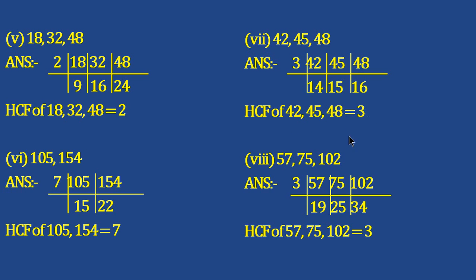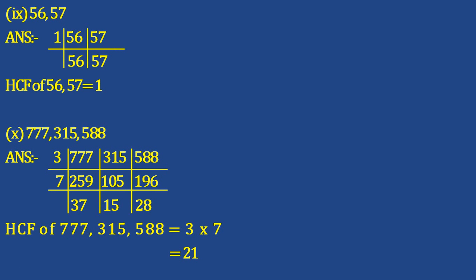Next sum, 57, 75, 102. Now here again you see the common factor is 3, leaving 19, 25, 34. Nothing they have in common. So HCF of 57, 75, 102 will be 3. Similarly, 56 and 57 have only 1 in common. So HCF of 56 and 57 is 1.